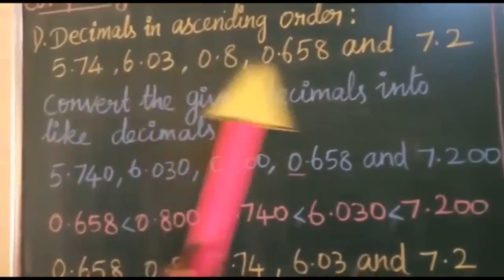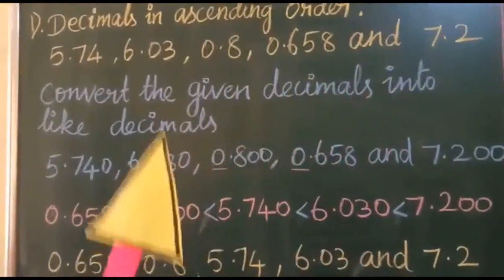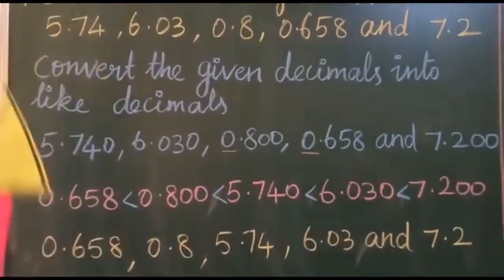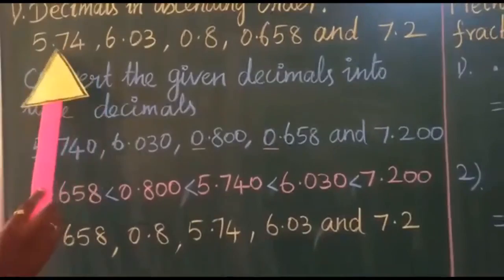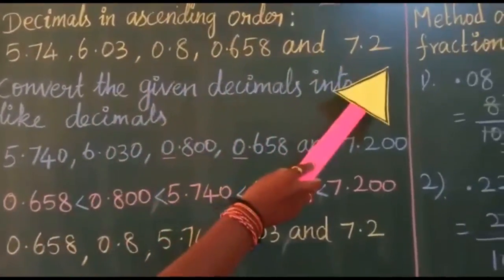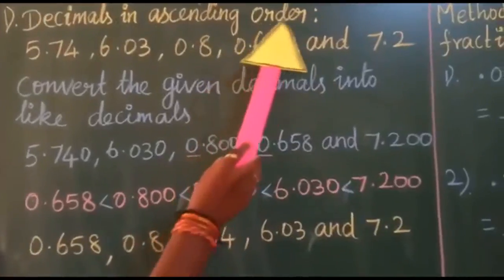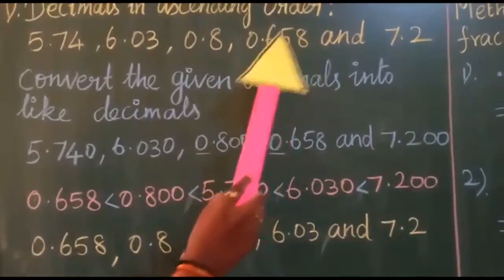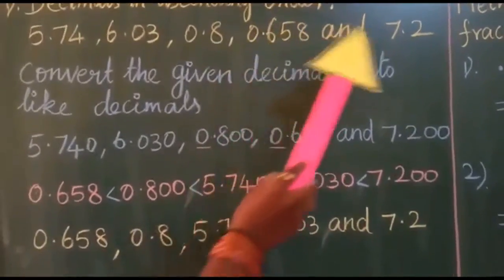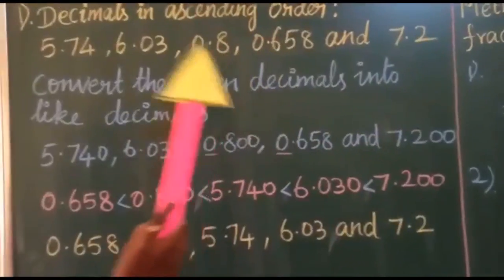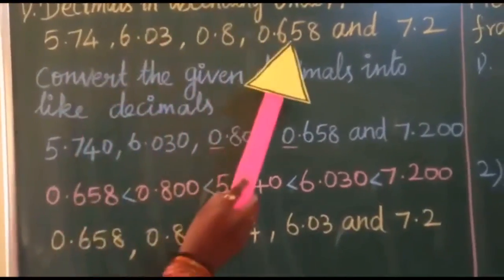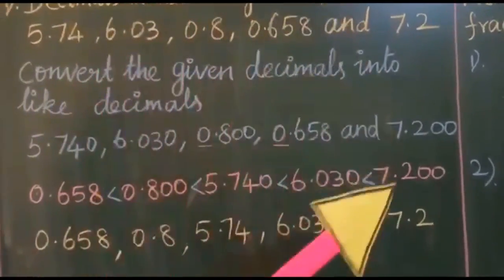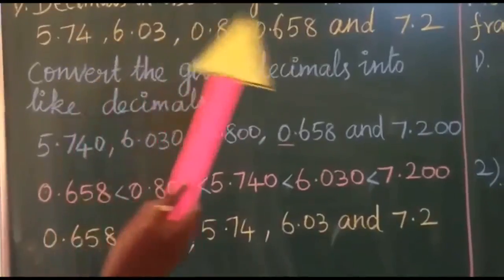So we have to equalize the digits after the decimal dots. How can we equalize them? See this 5.74. Which number has the maximum digits after the decimal dot? This one, because here it is 0.656, with 3 digits, while here it's only 1 digit and 2 digits. So this is the maximum. We have to equalize all of them to 3 digits after the dot.